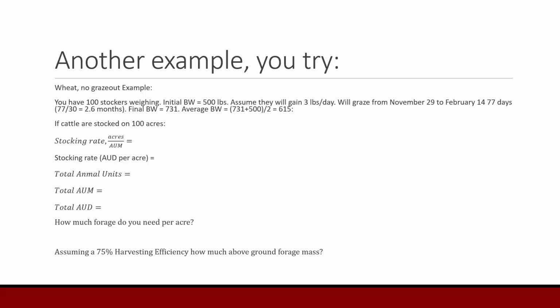So we're stocking these cattle on 100 acres. We can calculate stocking rate as head per acre for the grazing season, right? You have to have that time element. So that would be a 1-to-1, a stocking rate of 1 head per acre per grazing season. But we can also do that in acres per animal unit month. How could we do that?